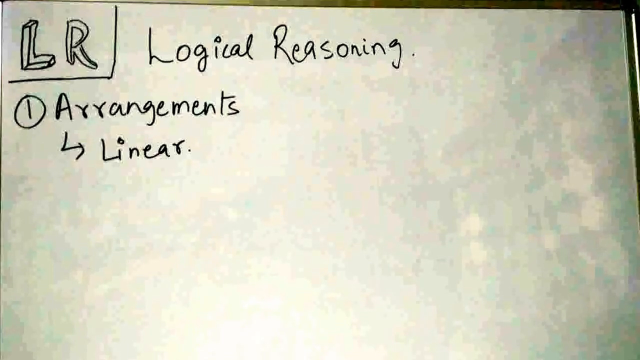So the sets on arrangements are based on placing a group of persons or objects in a particular order or sequence as per the information given in the problem set. Now these sets on arrangements can further be classified into two categories, linear and circular. In this video we are going to discuss the linear arrangement.